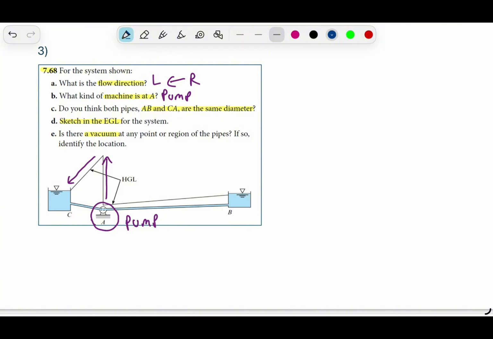So we have pump CA and pump AB. Here, as you can see from the hydraulic grade line, this slope is less. We have a smaller slope here, but in the section of pipe CA, we have a steeper slope. Since the hydraulic grade line shows the head loss in the system, a steeper slope means higher head loss.